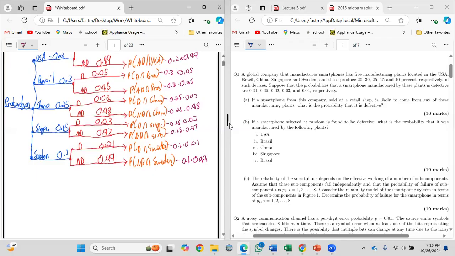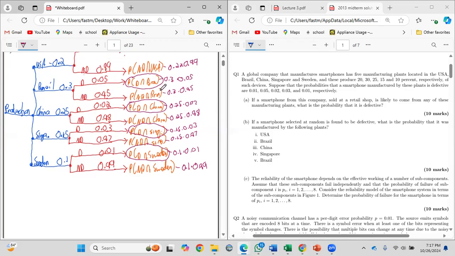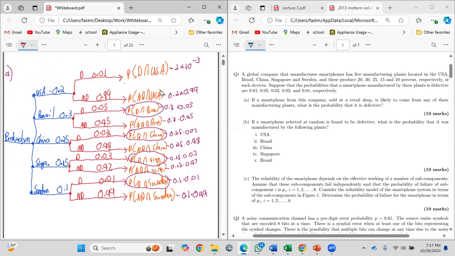Well, hear me out here and I'll talk slow. For it to be defective, it could either come from here, or here, or here, or here. I think I'm missing one. Yeah, USA. Or here. So here, or here, or here, or here, or here. Note I'm saying "or" because that's for a reason.